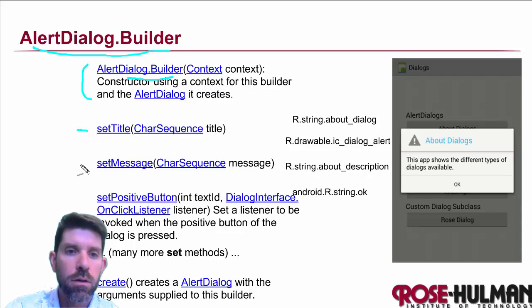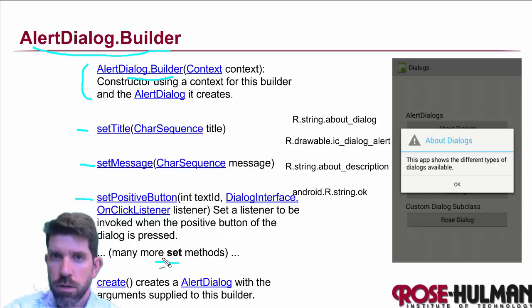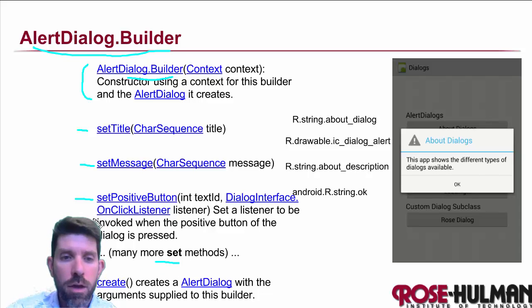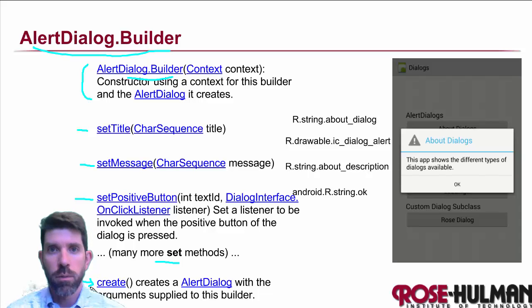So we're going to set its title, the message. We could set any one of a number of buttons. Later we're going to add items, and a whole bunch of things, right? So many more things that you could do. And then when we're done, we're going to call the create method. That's essentially a factory method that's going to return an actual instance of the dialog, the one that we're going to return from our method. So this is what we're going to be creating, right?